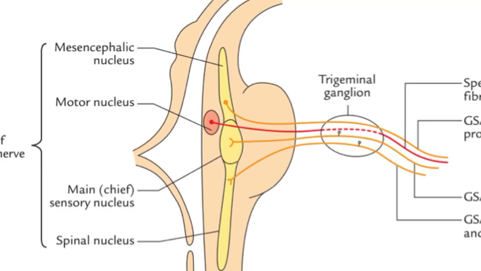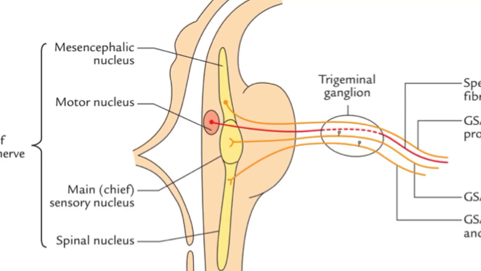So what happens is, the chief sensory nucleus is responsible for pressure and touch, the spinal nucleus for pain and temperature, and mesencephalic for the proprioceptive impulse. So for this main sensory and spinal nucleus, when you're tracing the pathway, what happens is the first order neuron will be lying in the trigeminal ganglion. So the peripheral process will be carrying the sensation. The central process will be extending into this main sensory nucleus and spinal nucleus.